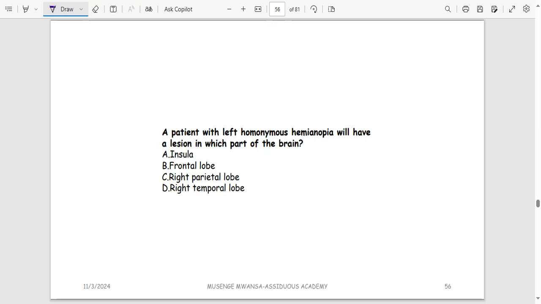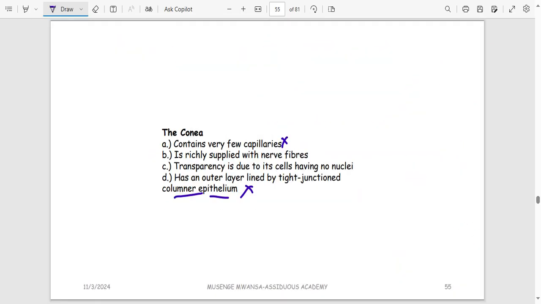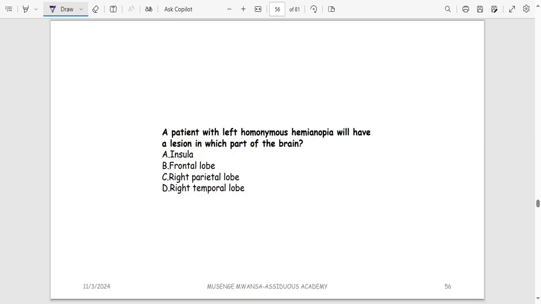A patient with left homonymous hemianopia will have a lesion in which part of the brain? Insular, frontal lobe, right parietal lobe, right temporal lobe. Left homonymous hemianopia. This is the guy that we were just talking about, isn't it? It's just that that was right. This was right. But this one is going to be left, meaning that the lesion is here. So where basically is the optic tract? I think that's the question. Where is the optic tract?